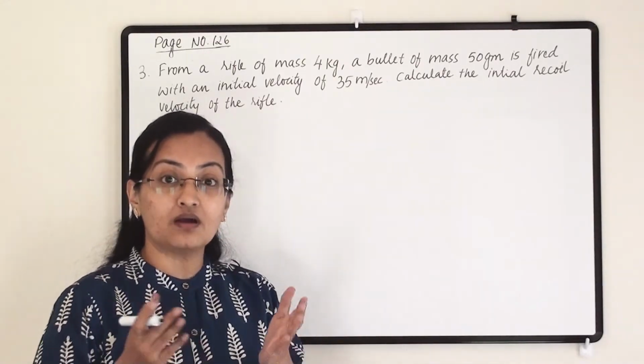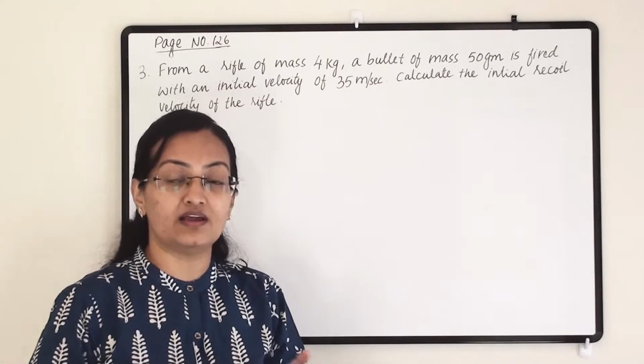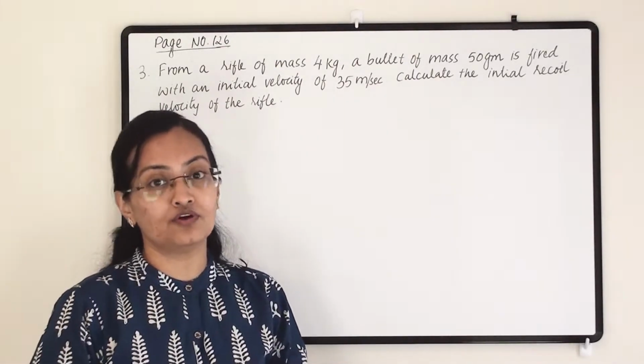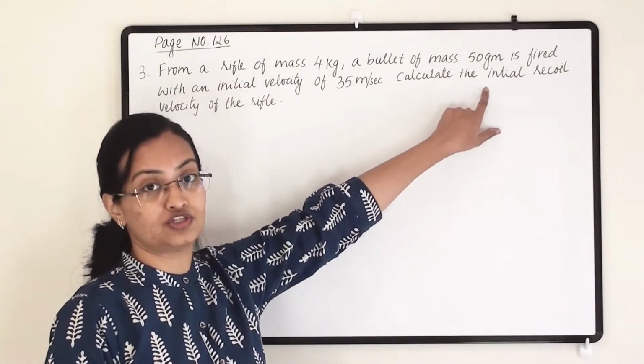Then we will compare these two situations, as these two will be equal as per the law of conservation of momentum, and then we will get the initial recoil velocity of the rifle.